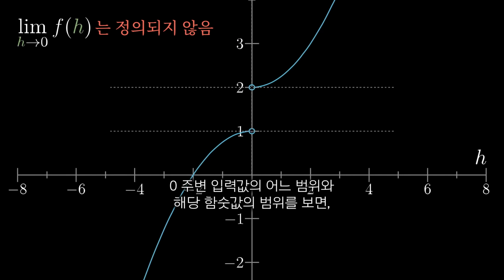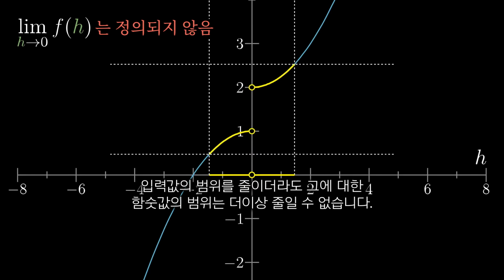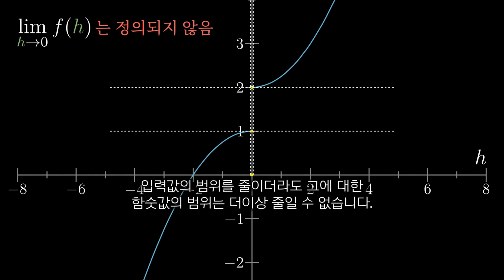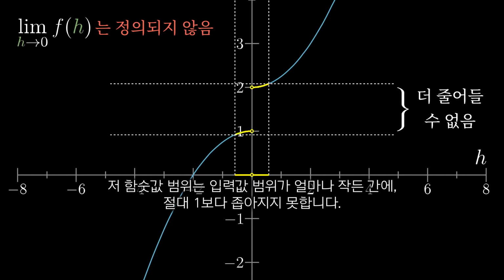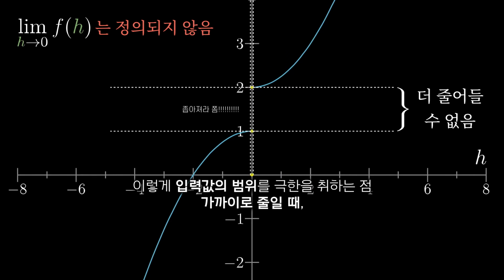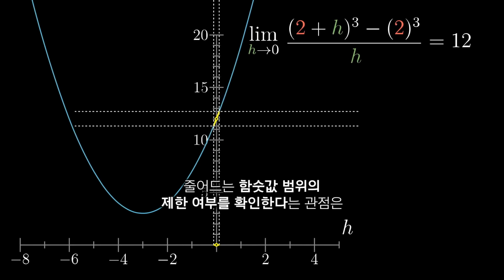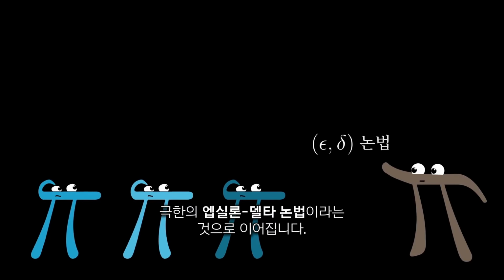One way to think of this is that when you look at any range of inputs around 0 and consider the corresponding range of outputs, as you shrink that input range, the corresponding outputs don't narrow in on any specific value. Instead, those outputs straddle a range that never shrinks smaller than 1, even as you make that input range as tiny as you could imagine. And this perspective of shrinking an input range around the limiting point and seeing whether or not you're restricted in how much that shrinks the output range leads to something called the epsilon delta definition of limits.